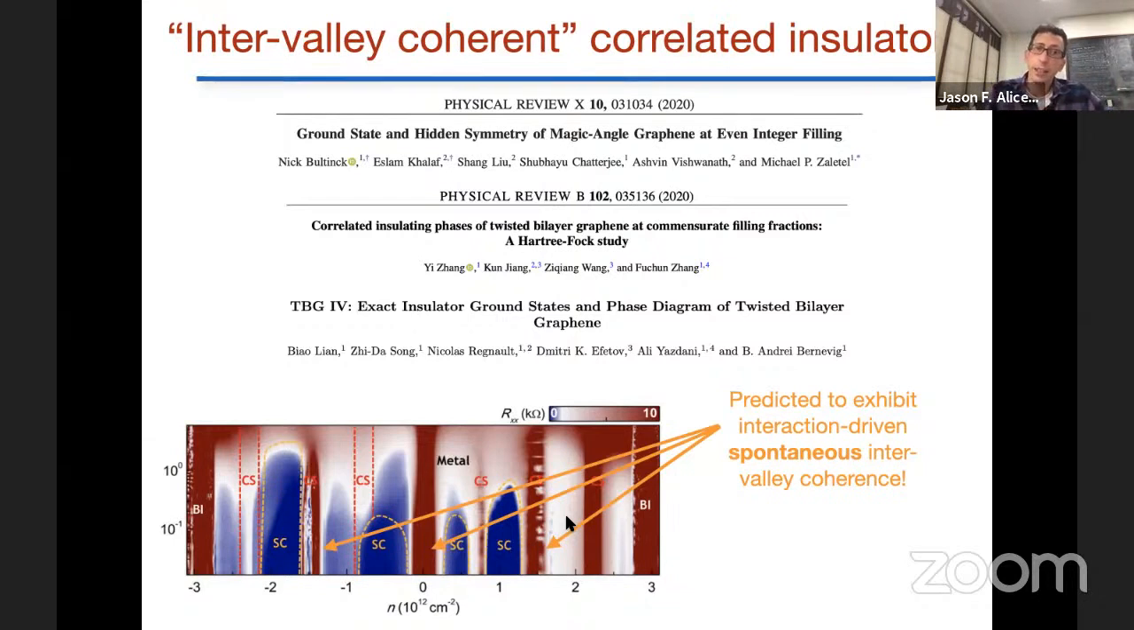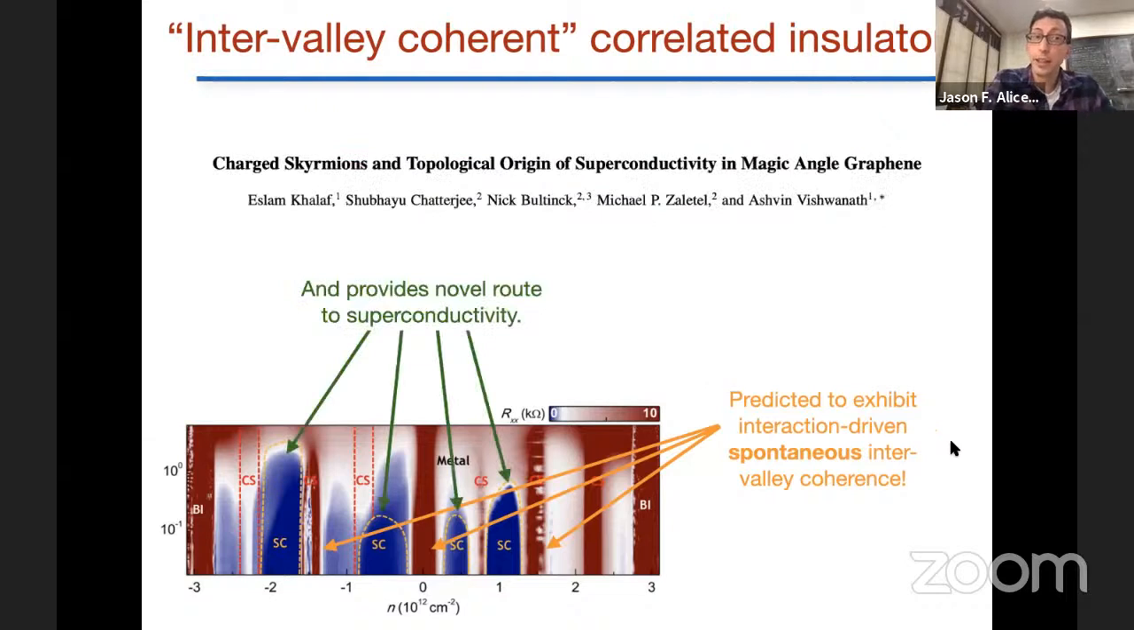In other words, these papers predict that you have spontaneous tunneling between electrons in valley K and electrons in valley K prime, which is exactly what we need in order to solve the problem I laid out on the previous slide. So interestingly, these intervalley coherent correlated insulators may also be the key to superconductivity, as was proposed by this neat paper by Essam Khalaf and company, who essentially described a route based on certain kind of topological defects in those intervalley coherent correlated insulators can naturally give rise to superconductivity in the adjacent density regions.